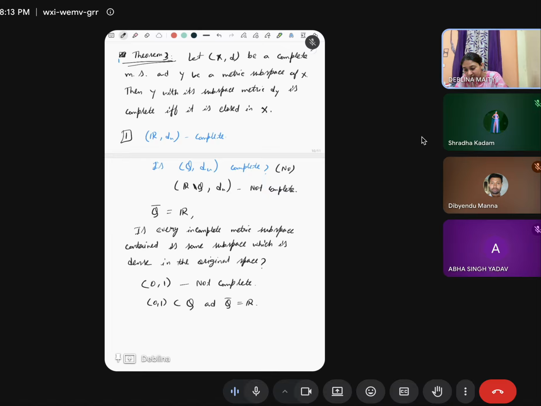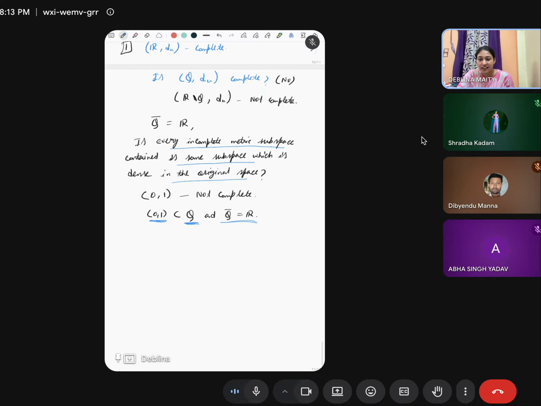So the question is, does every incomplete metric space, this is incomplete (0,1), is contained in some subspace, this is Q, which is dense in the whole original space, right? Now, does this happen to every incomplete metric space? This is the question. From this question arises the concept of completion of a metric space. If it is incomplete, how can we complete this?